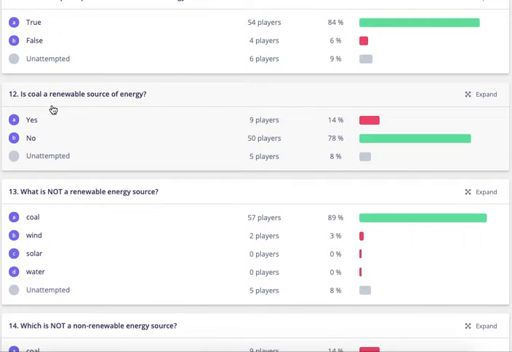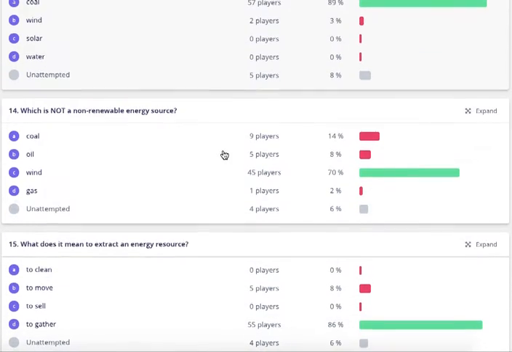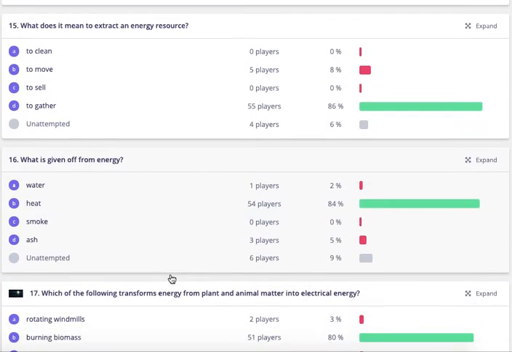Is coal a renewable source of energy? Absolutely not. Which is not a renewable energy source? You're looking for the one that's non-renewable? Coal. Interestingly, only 78% of you got number 12 right, and then 89% of you got number 13 right. Which is not a non-renewable resource? The nots in non cancel out, so you're looking for the renewable resource? Wind.